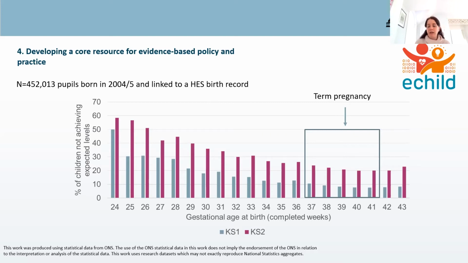So for example, we're looking at the pattern of gestational age and school attainment and provision of special educational needs for different groups of children, including those who can be diagnosed early with chronic conditions, so that we can understand when the best time to intervene might be and how best to do that.